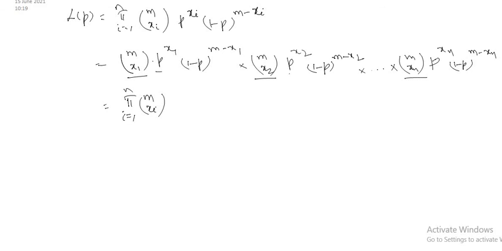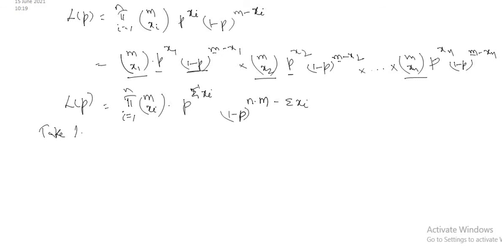Product, okay, p power x1, p power x2 and so on, p power xn. So p power summation xi. Next, 1 minus p power m minus x1. How many times is m repeating here? n times, m plus m and so on, so n into m. Next minus x1 minus x2 and so on minus xn, that is nothing but minus summation xi. This is L of p.